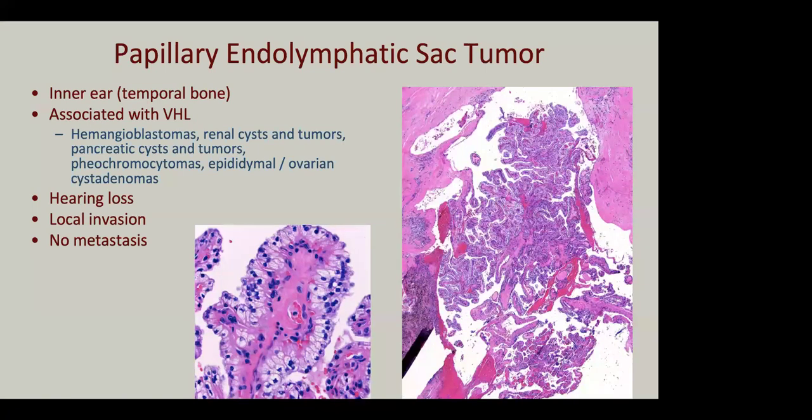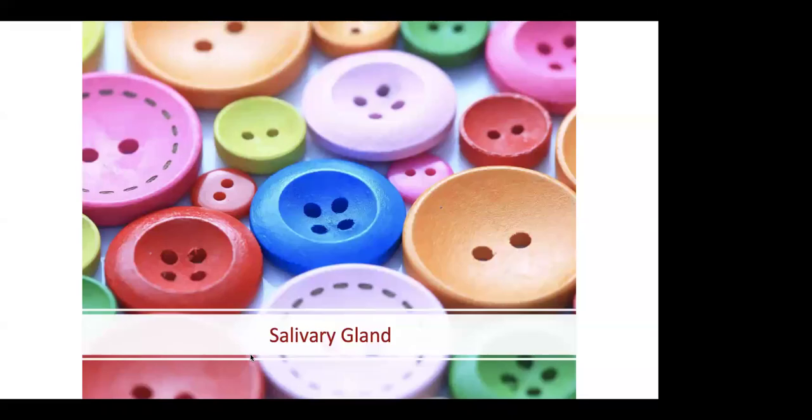Papillary endolymphatic sac tumor, you mostly are going to see on your neuropath service. This is coming from your inner ear, your deep temporal bone, associated with von Hippel-Lindau, papillary morphology, clear neoplastic cells, clear cytoplasm, locally invasive but non-metastatic.